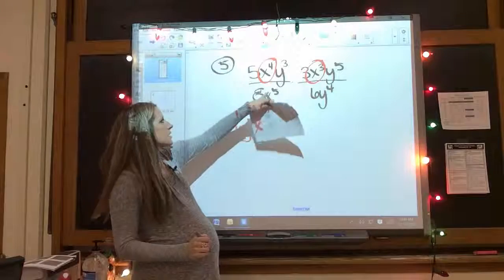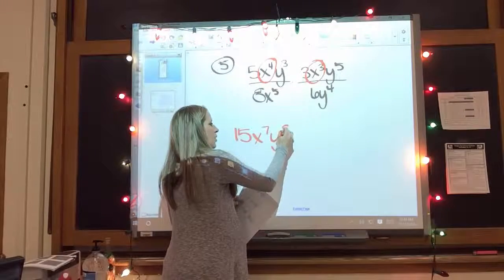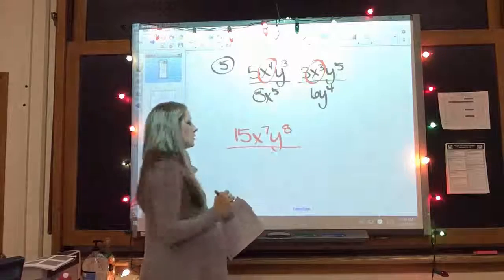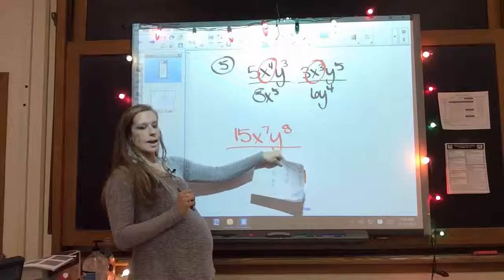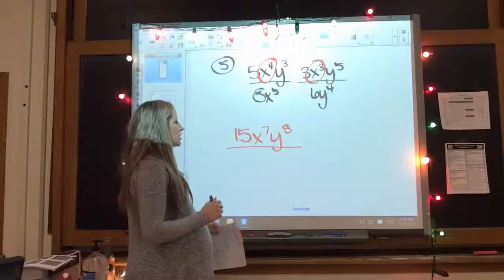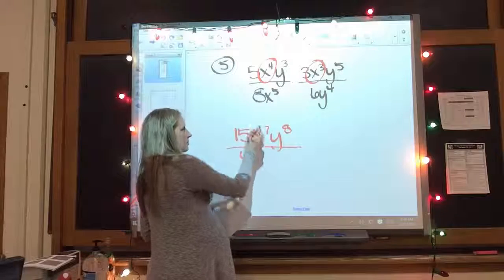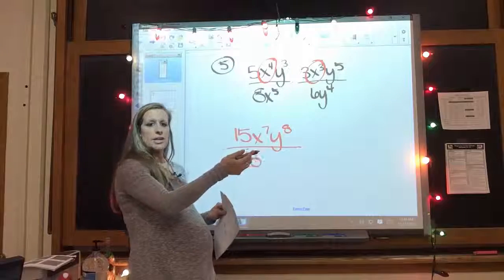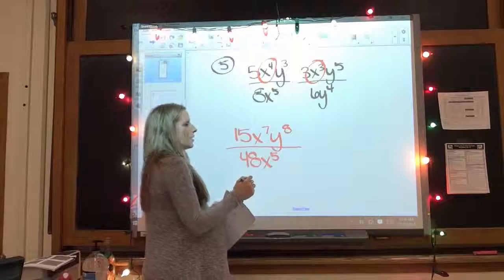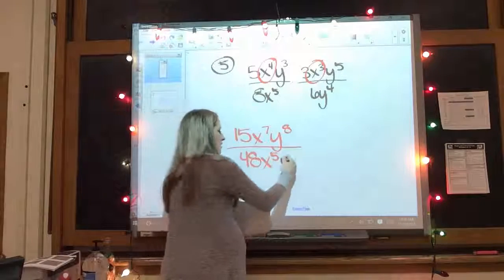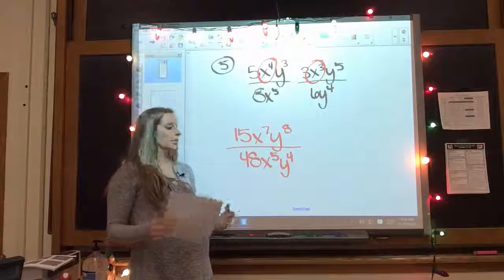On my y's, I have y cubed times y to the 5th. That's going to give me y to the 8th. So that's my numerator: 15 x to the 7th, y to the 8th. The denominator, 8 times 6 is 48. My x won't multiply with anything on the denominator, so it's going to say x to the 5th. And my y, there's not another y, so it'll say y to the 4th. So now I have one big fraction.